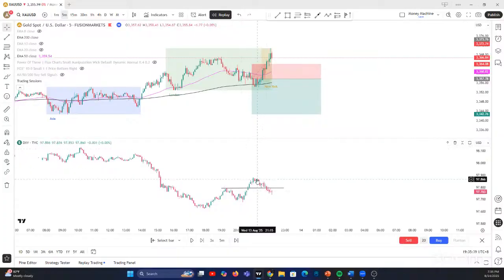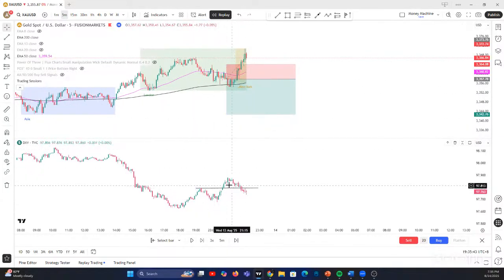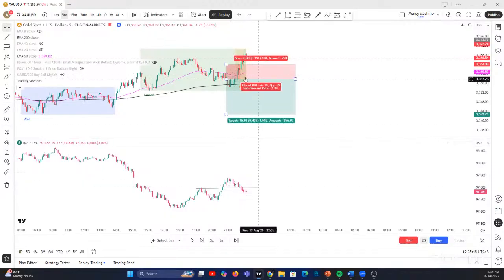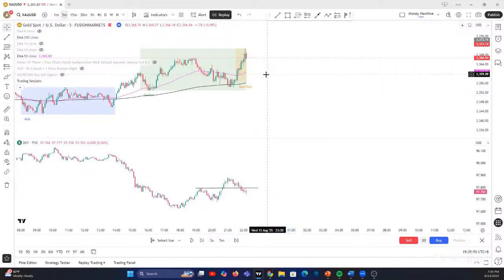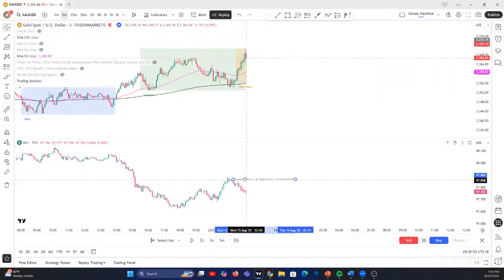Oh, it hit our stop loss. Okay, so that is not the strategy there. Again, let's go now. Let's try this higher high here.